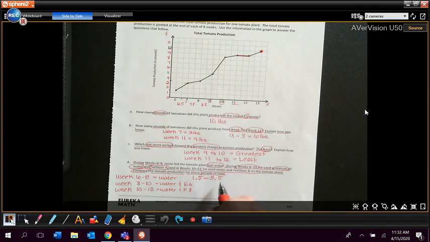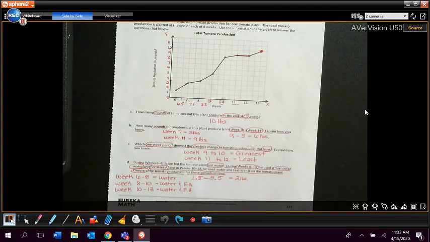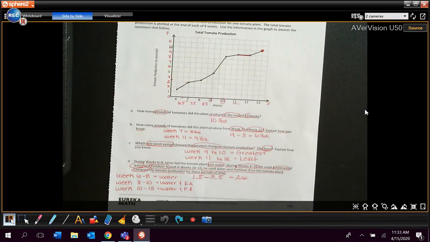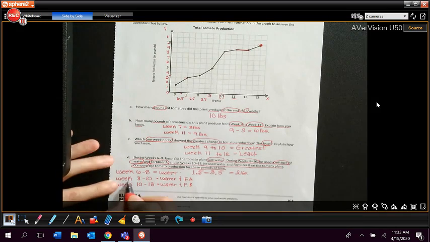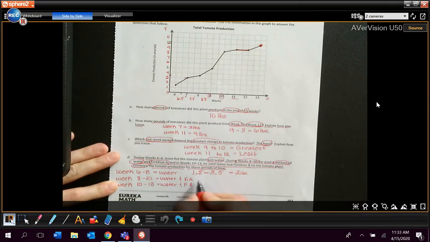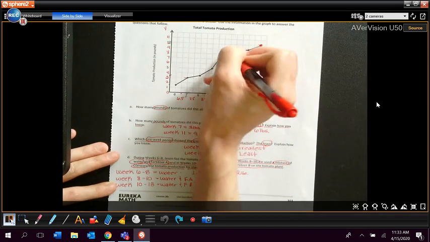So if you think about this, from 1.5, it went to 3.5. So how much did it grow? 2 pounds, right? Because you would find the difference. From 1.5 all the way to 3.5 is 2. So from week 6 to week 8 with just water, there was a 2-pound increase. Now let's look at week 8 through 10. At 8, it started at 3.5. But by week 10, it's right in the middle of 8 and 9, 8.5.